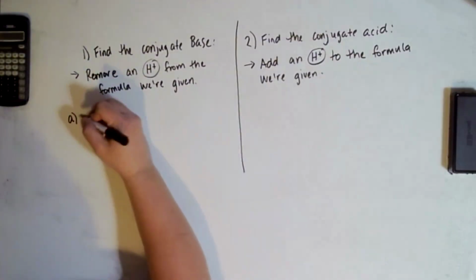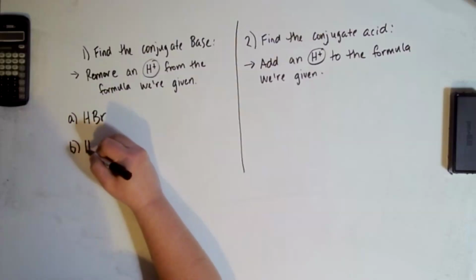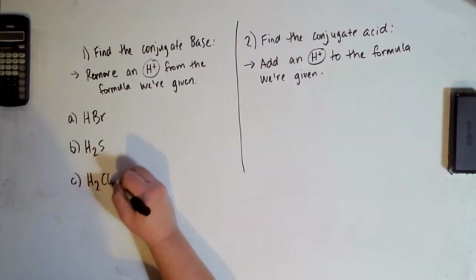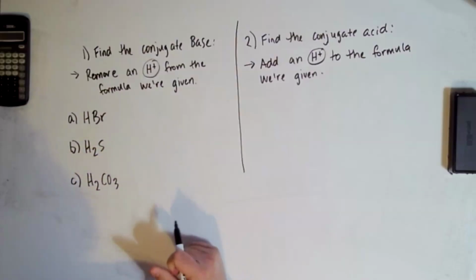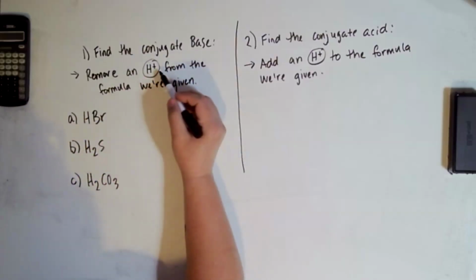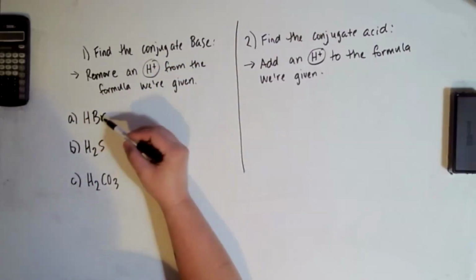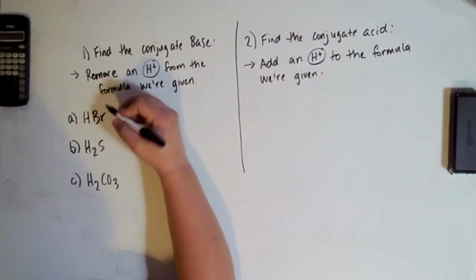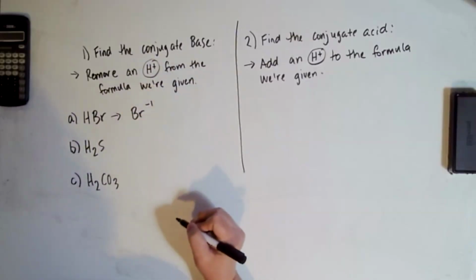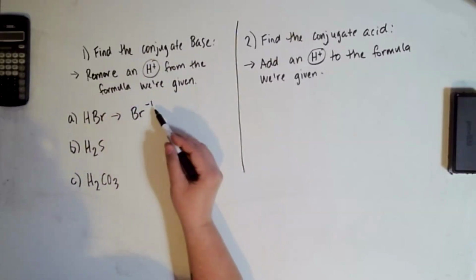So for our first batch, we have HBr, H2S, and H2CO3. And for each of these, I'm removing one hydrogen and one positive charge. It can't just be one, it has to be both. So if I remove a hydrogen and a positive charge from my HBr, I'm going to be left with Br minus 1. Okay, I removed the hydrogen and it went from neutral to minus 1.